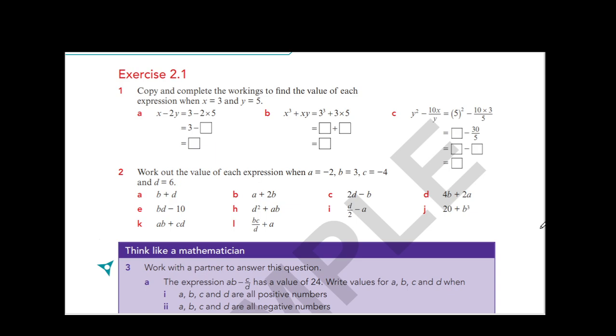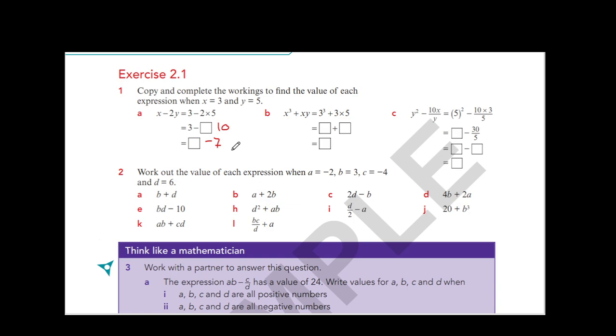So the first expression in question number 1 is x minus 2y. We will substitute the values of x and y, so the expression will become 3 minus 2 into 5. First we will solve the multiplication according to the BIDMAS rule. So 2 into 5 makes 10, and 3 minus 10 will be minus 7. So the answer of part A will be minus 7.